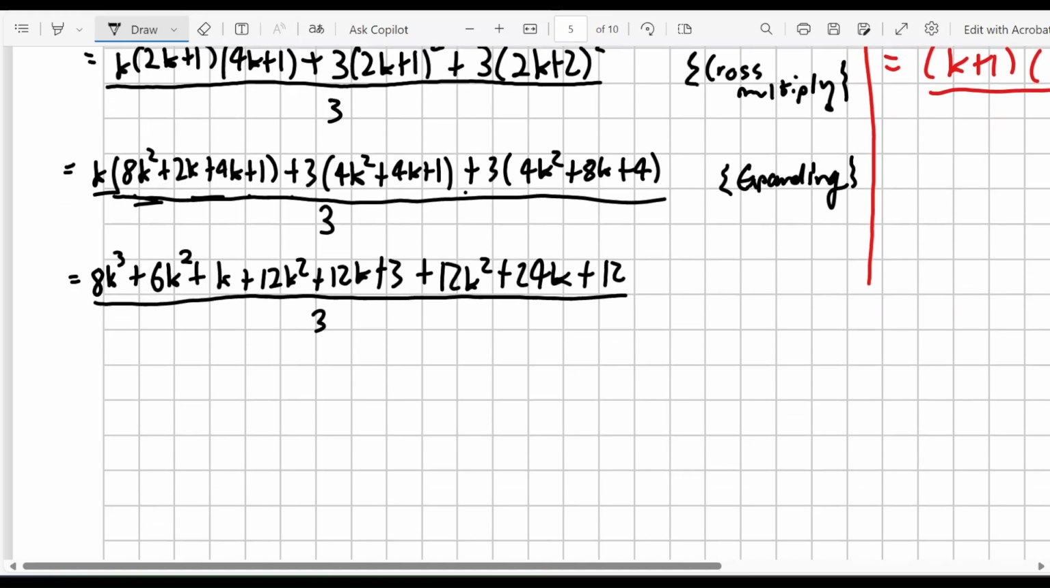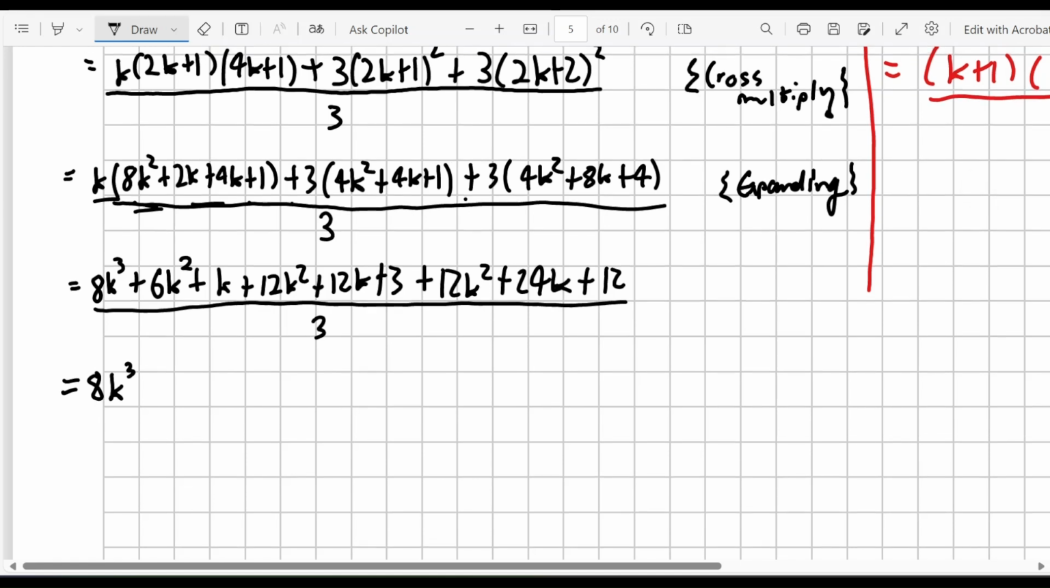Wonderful. All right. Now we can start collecting like terms. So do I have k cubed terms? Yes, I do. 8k cubed. K squared, I've got 6, 12, and 12. That gives me 24 plus 6. That's 30. K terms, 1, 12, and 24. So that gives me 37. Constants, 3 and 12. So that's 15.